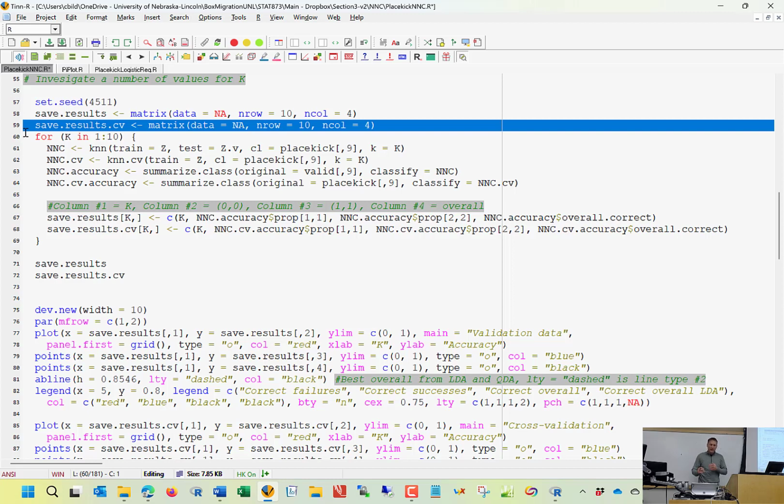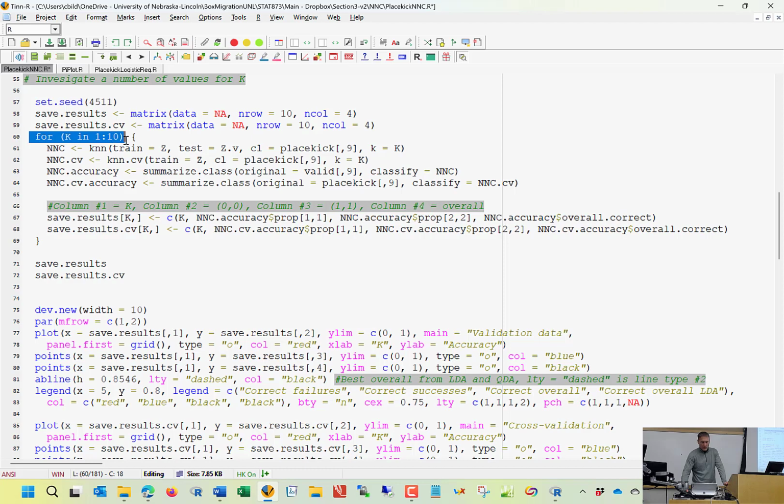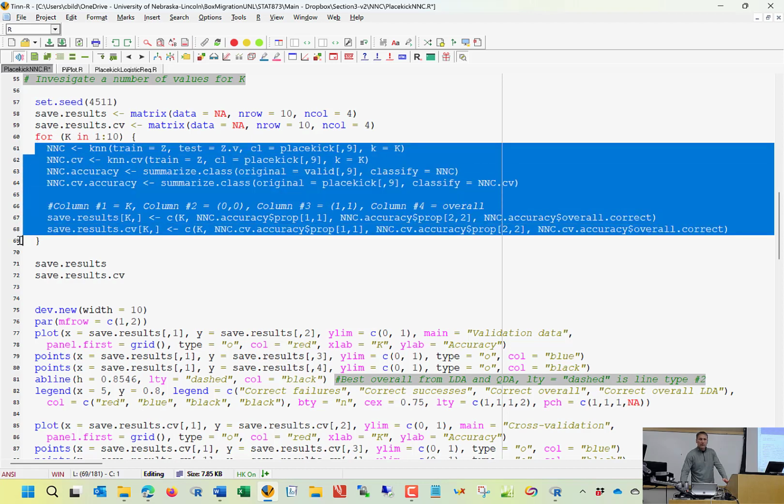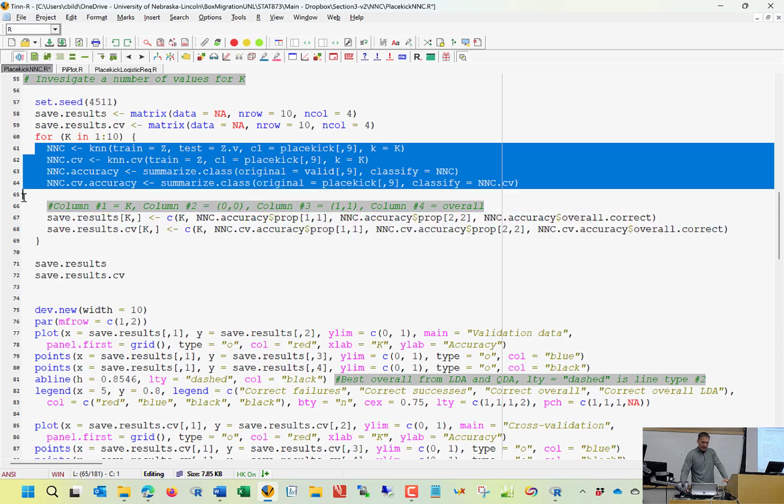Okay, so then I write a for loop. We've seen for loops before. So I say for K in 1 to 10. Simply, this segment of code between the curly brackets is going to be executed for K=1. It's going to be done for K=2, and it's going to be done for K all the way up to K=10. And basically, the code inside of here, at least this part, is essentially exactly the same as what we just saw before for just K=1.